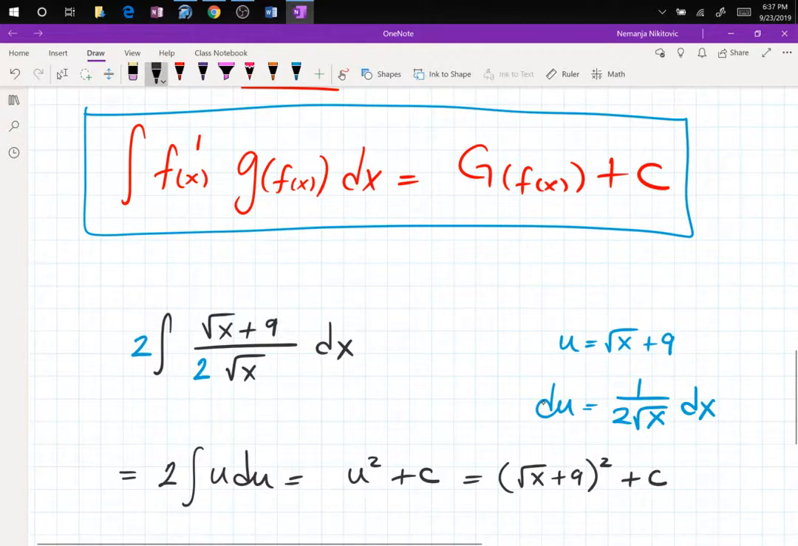I'm actually scared to ask you to FOIL that because you forget the middle term, and then all of the Calc 2 and Calc 1 knowledge just goes to garbage because, right, you didn't FOIL. If you want to FOIL this, it's going to be x plus 18 root x plus 81. That 18 root x in the middle, the middle term, is usually lost.